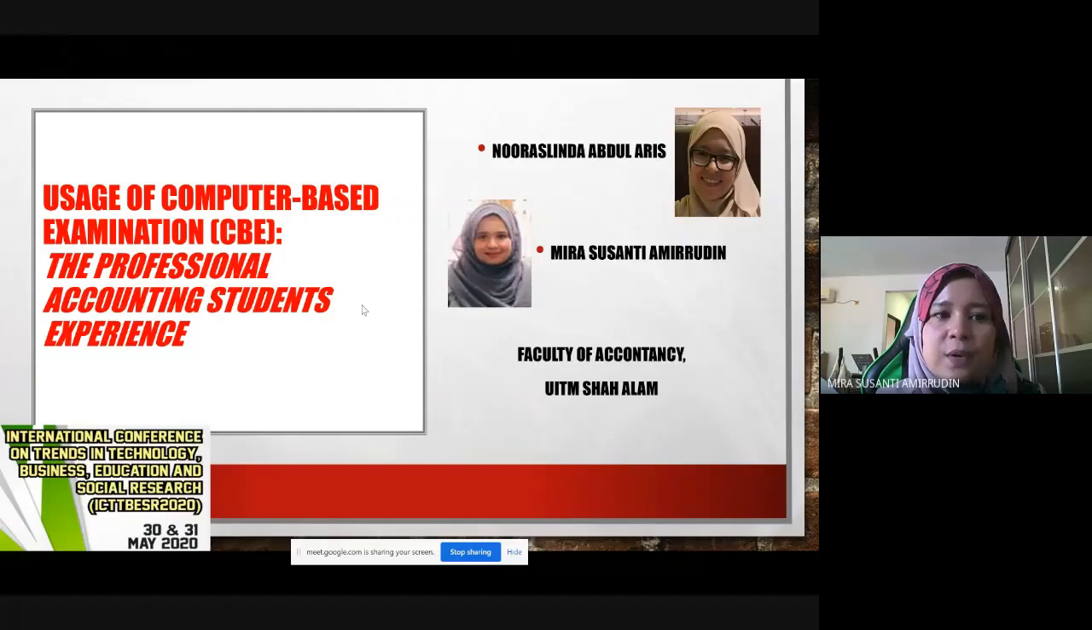About the usage of computer-based examination for the professional accounting student. This paper is written by Nooraslinda Abdul Aris and also myself, Mira Susanti binti Amirrudin. We are from the Faculty of Accountancy, UiTM Shah Alam.